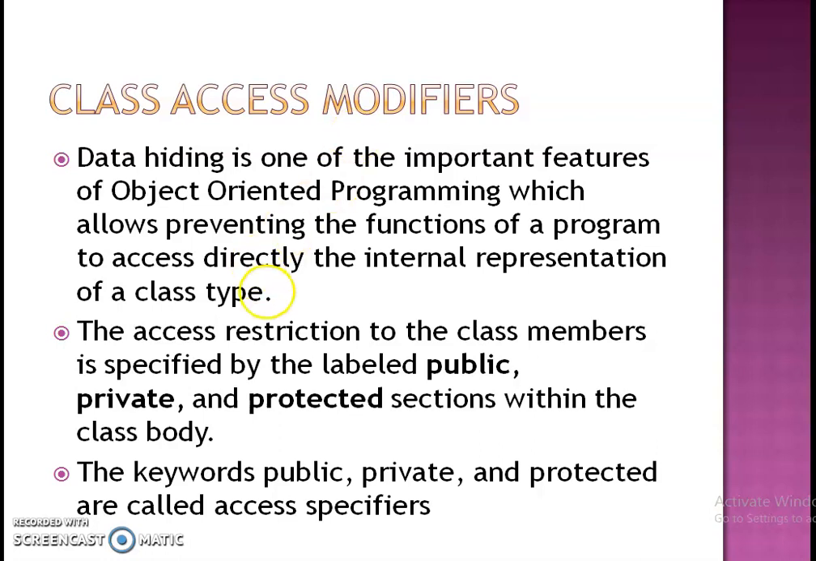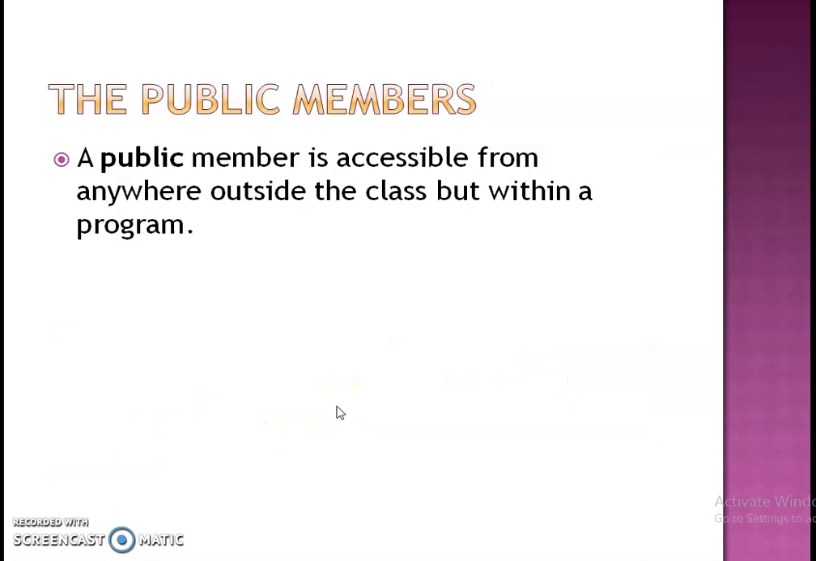So how are we going to restrict the accessing? That should be done through three access modifiers. They are called keywords. Access specifiers are keywords: public, private, and protected. The first one is the public access specifier.